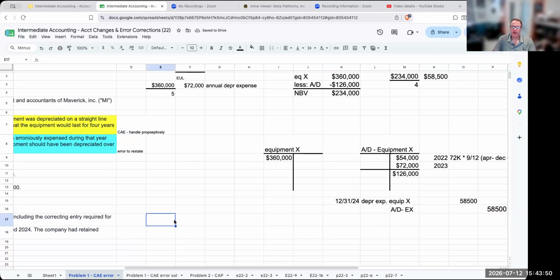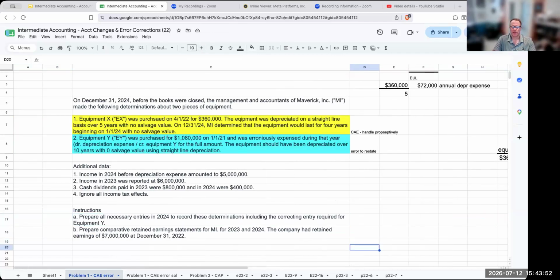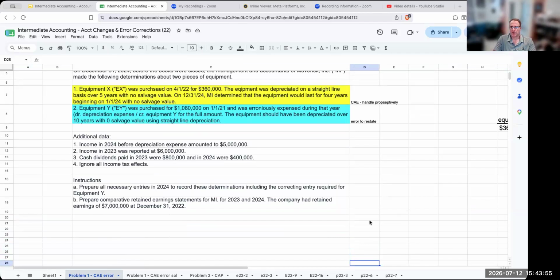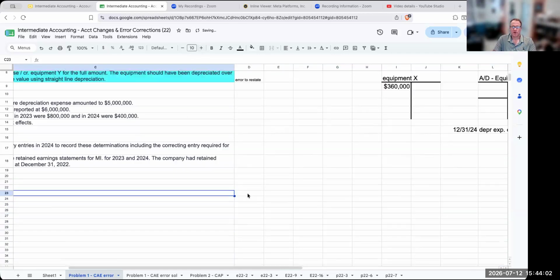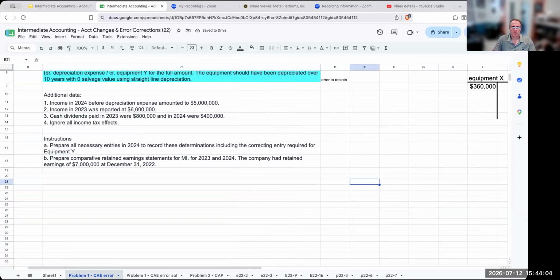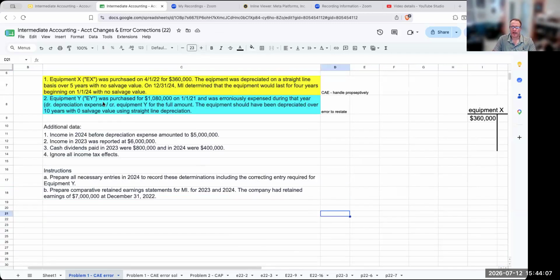Okay. Now let's take a look at this next one. Here we've got something that's happening over multiple periods. Equipment Y was purchased for $1,080,000 on 1/1/21 and was erroneously expensed during that year for the full amount. The equipment should have been depreciated over 10 years with zero salvage value using straight line depreciation.